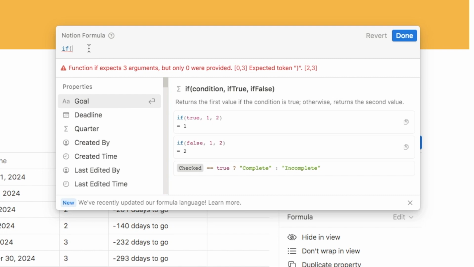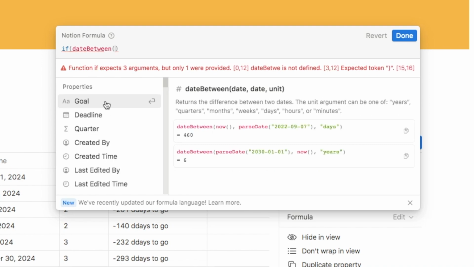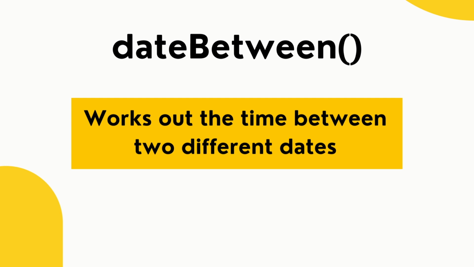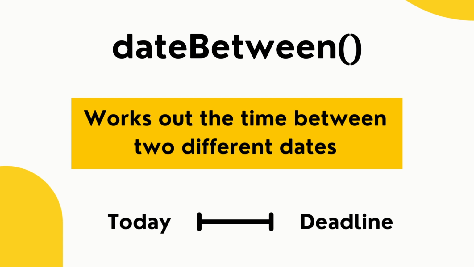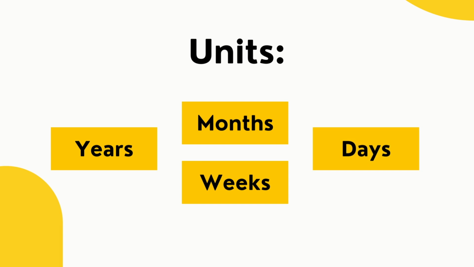So to add that into the formula, we're actually going to be using the date between property, which looks like this. So if you just start typing date between, you can select it here from the function list. Now this function will simply work out the time between two different dates. So we can use it to work out the time between today and our deadline. So all you need to do is tell it which two dates you want it to work out the time between, and then the units that you want it to use. So it can actually work out the time in various different units. So it could be months, weeks, years, or days.